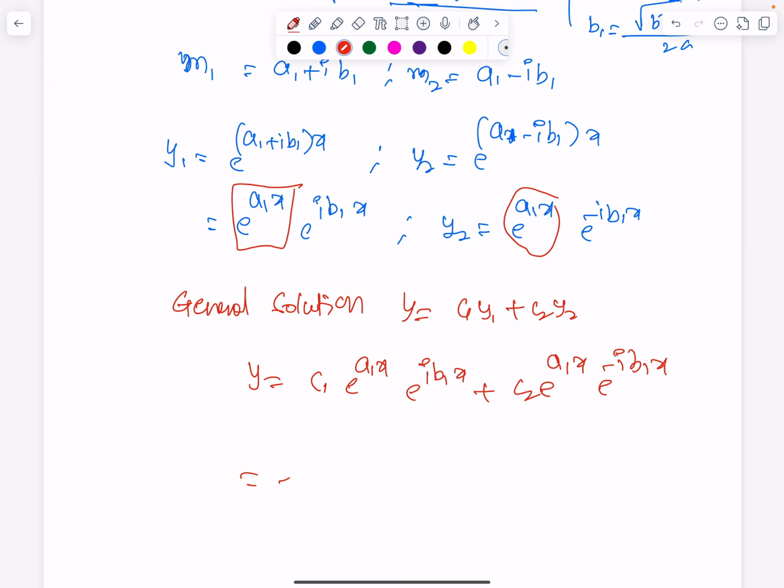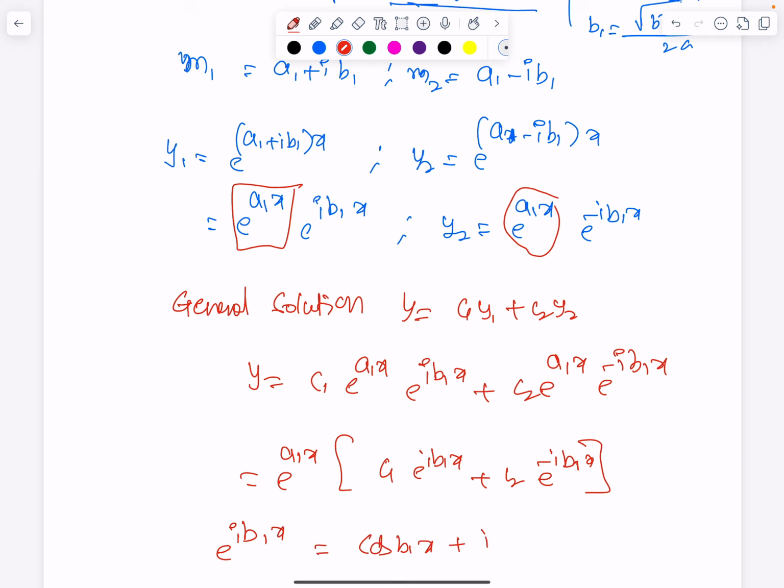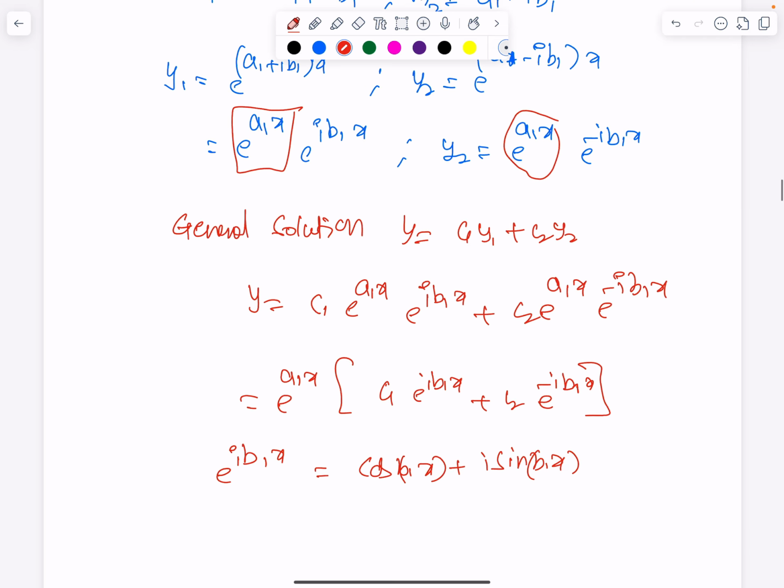So here you can take e^(a1x) common, c1 e^(i b1 x) plus c2 e^(-i b1 x). Now e^(i b1 x) is equal to cos b1x plus i sin b1x. Similarly, you have e^(-i b1 x) is equal to cos b1x minus i sin b1x.